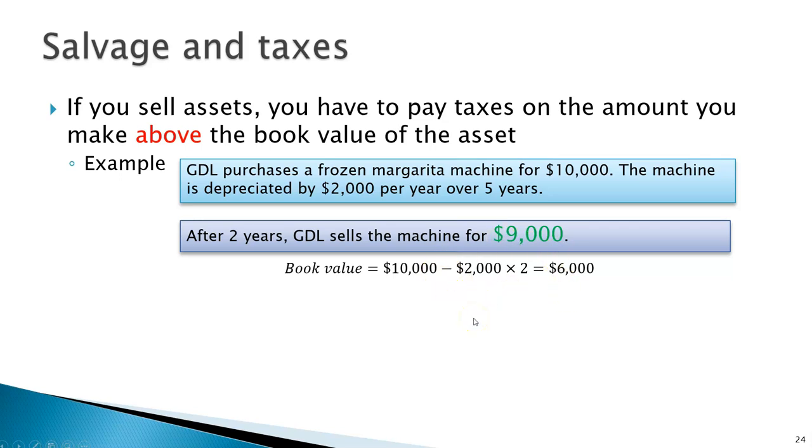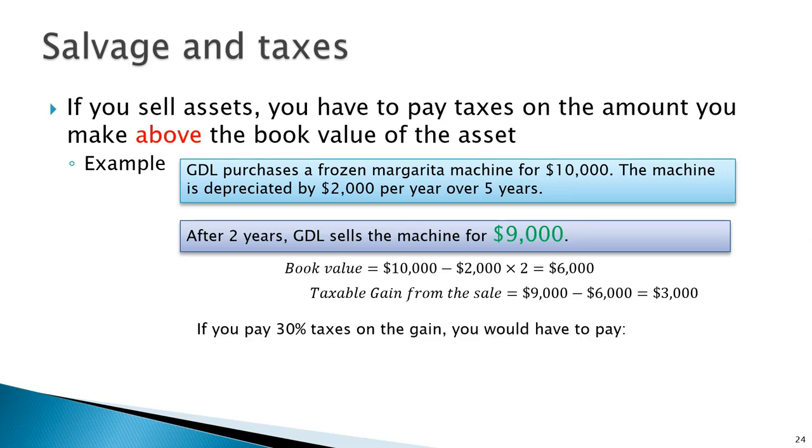I've told the tax authorities I've used up that much value of the machine, and I get a tax break on that amount of money. But then I turn around and sell it for $9,000. So as far as the tax authorities are concerned, I've only used up $1,000 of the machine, and the extra amount there I have to pay taxes on. Since the book value is $6,000, the taxable amount is the amount I sell it for less the book value. I have to pay taxes on $3,000.